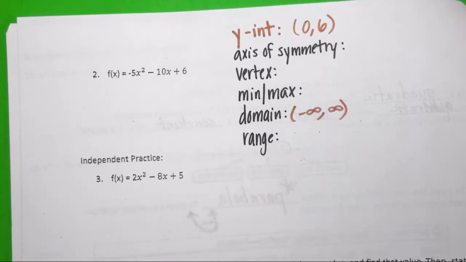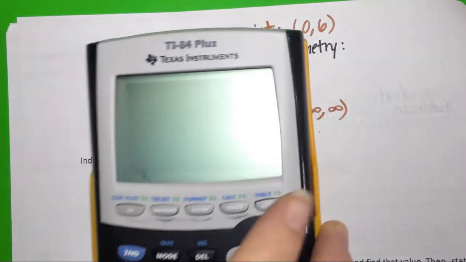How to put this bad boy in your calculator. Press Y equals. It's up near the top.